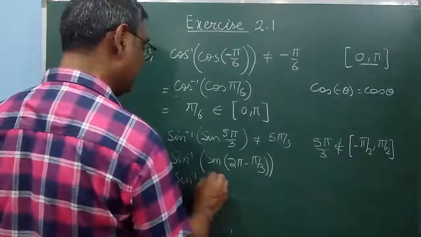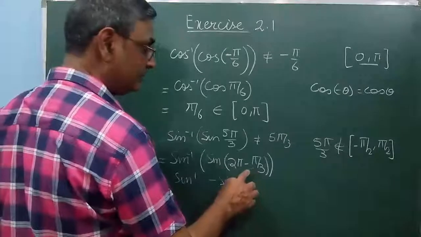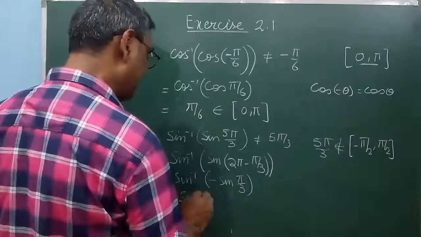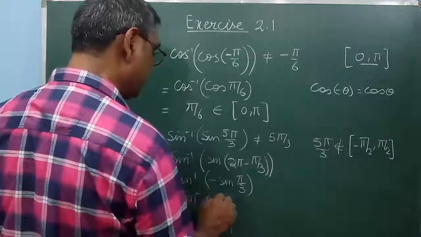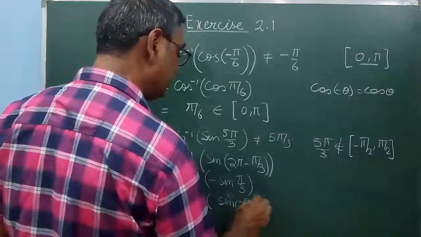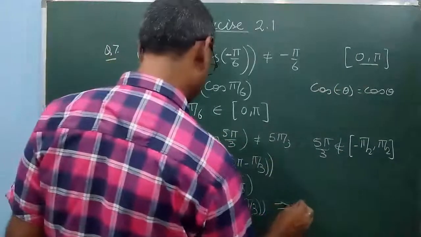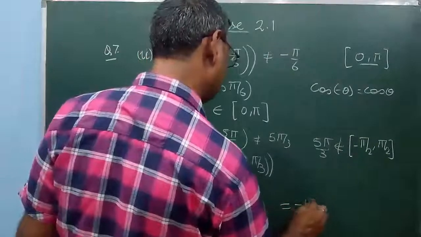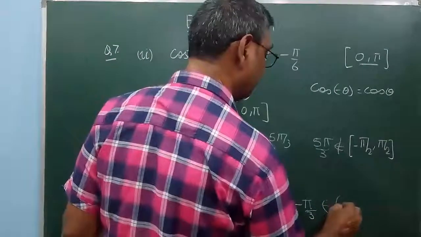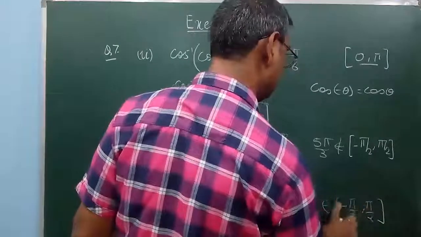So here it is what? Sine inverse minus sine, how much will it be? Because this is the fourth quadrant. Fourth quadrant means minus sine pi by 3. And here we are knowing that sine minus theta equal to minus sine theta. So this minus we can put inside, and see here this minus pi by 3 belongs to this range. So the answer is minus pi by 3, which belongs to minus pi by 2 to pi by 2. This is inclusive.